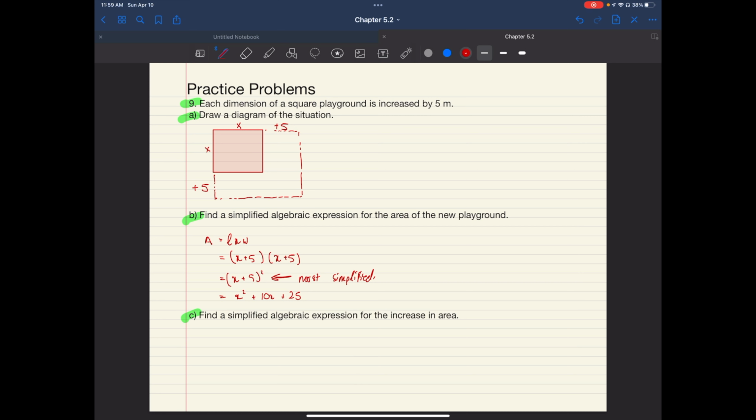Find a simplified algebraic expression for the increase in area. So the old area, we know is x squared. New area, we know is x squared plus 10x plus 25. The increase in area, because when we look at it, these two terms are going to go away, is 10x plus 25, factoring a 5 out of there, 5(2x plus 5).